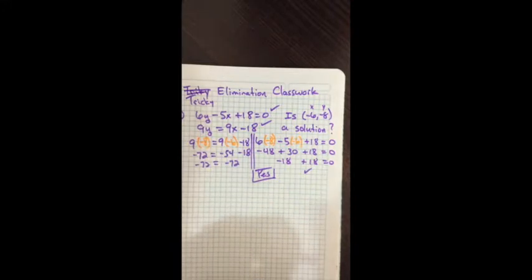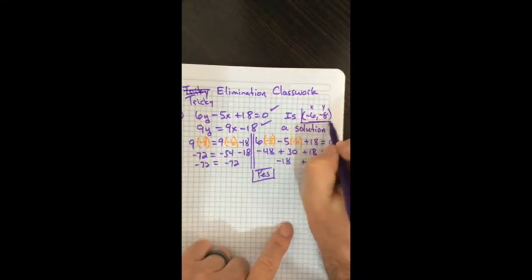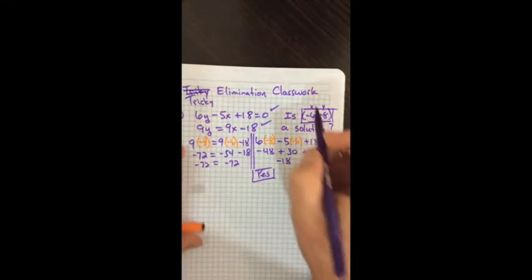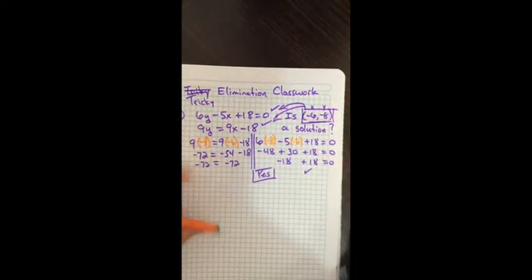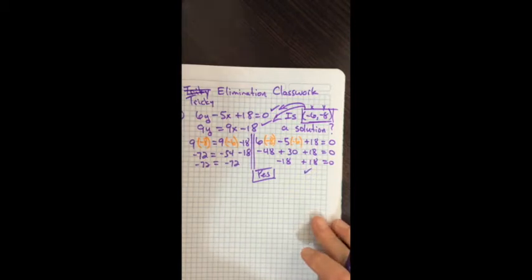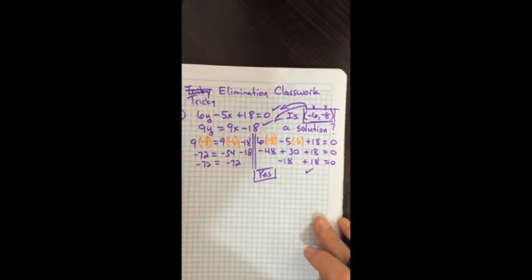So if they're asking you for a solution, that's what we're always finding when we're finding these points. Those are the two numbers that make both of those original equations true. So if they're asking you if they're true, you just plug them in and see if they actually work.